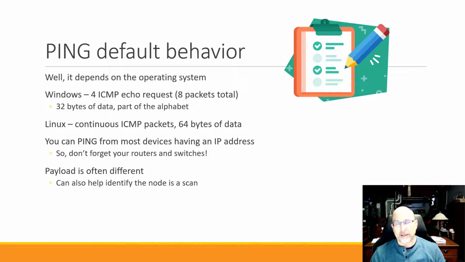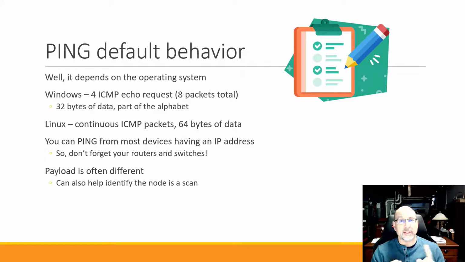So don't forget that. Now, one of the reasons that I talk about the default behavior for different operating systems and different devices is because when bad guys are trying to figure out what's on your network, a lot of times they'll do something called fingerprinting. And that is simply trying to understand by communicating with the device what its behavior is.